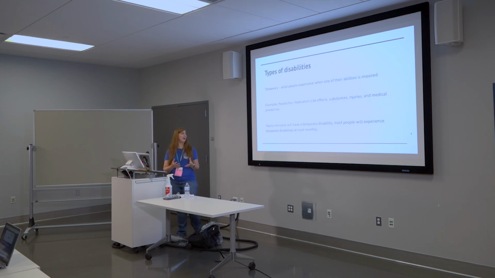Now let's talk a little bit about types of disabilities. So there's 3 types of disabilities: temporary, situational, and permanent. And something that just about everyone is going to experience is temporary. Who here has ever had an injury? Okay, most people have had some sort of injury. You accidentally jammed your thumb.